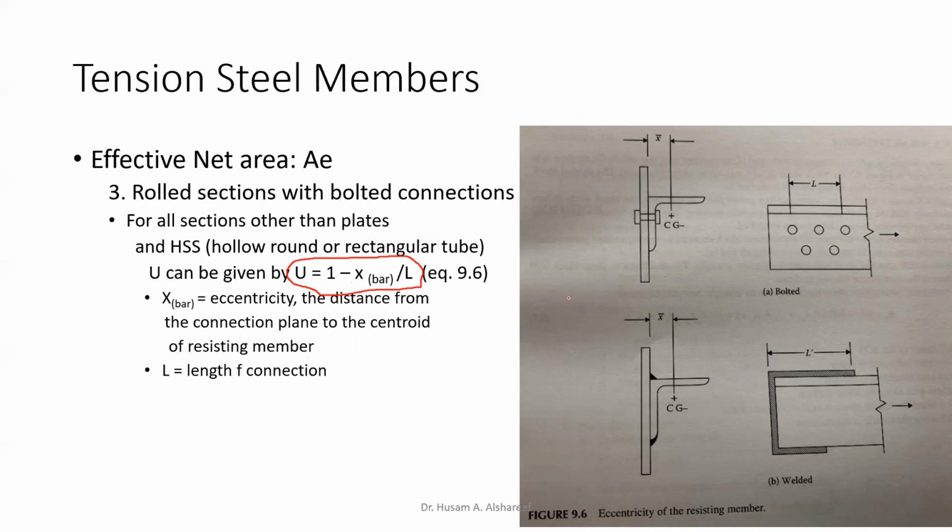So what is X bar? X bar is the eccentricity, which means the distance from the centroid of the system to the connection, whether it's bolted or welded. And your L is, of course, the length of connection, right? If it's bolted, then it's from center to center. If it's welded, then it's going to be all the way around.